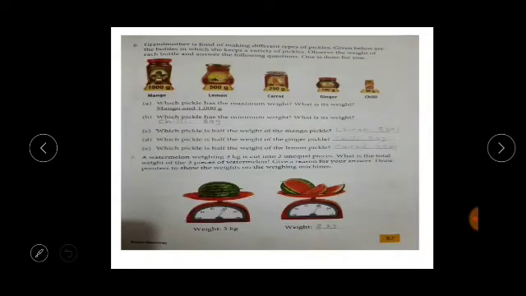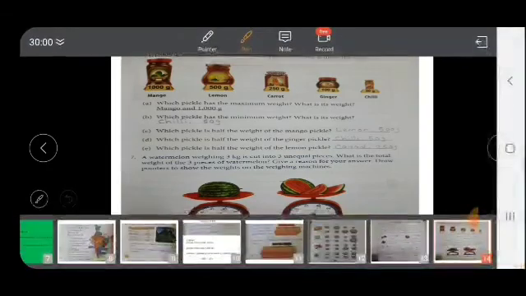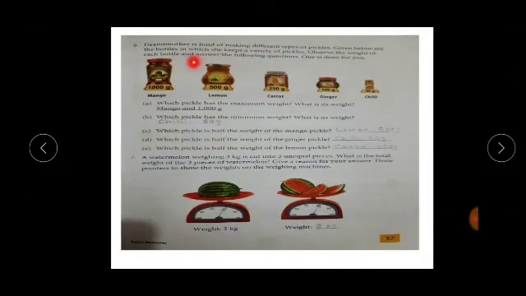Next, grandmother is fond of making different types of pickles. Given below are the bottles in which she keeps a variety of pickles. Observe the weights of each bottle and answer the following questions. One is done for you. 1000 gram, 500 gram, 250 gram, 100 gram and 50 gram.